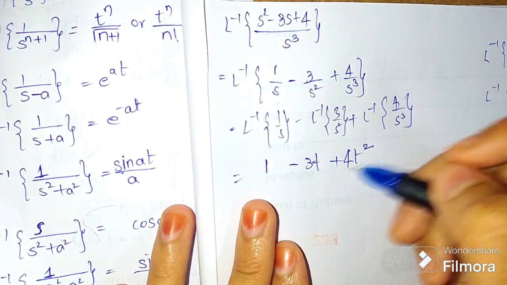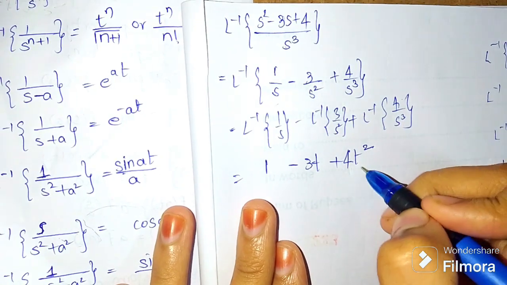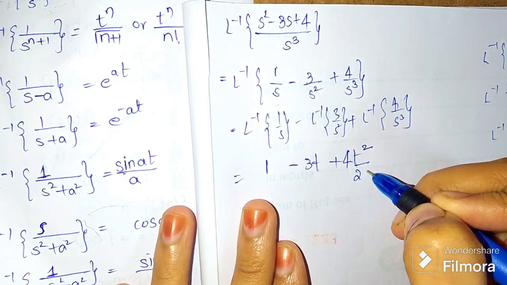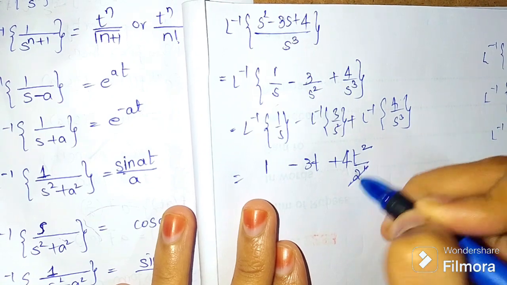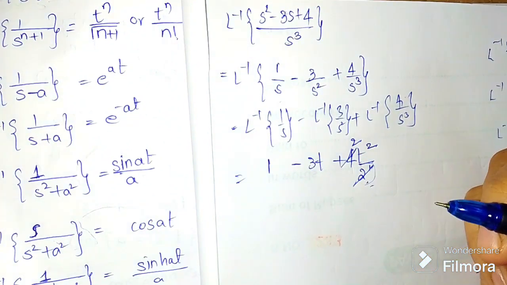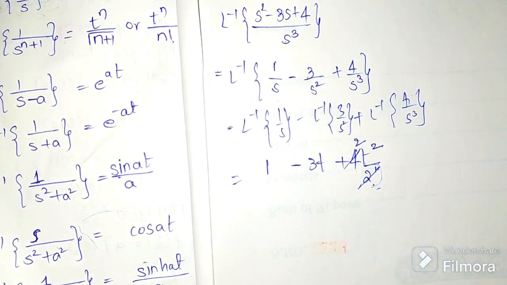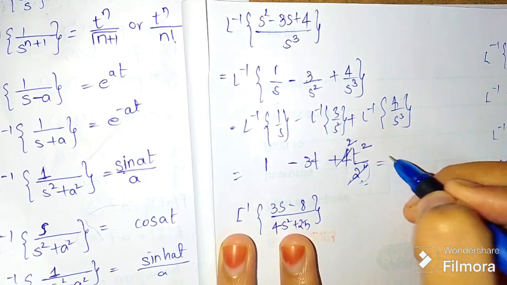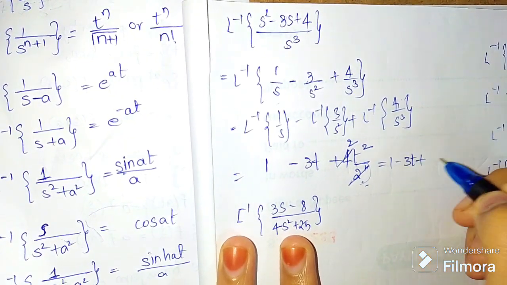We should get t square by 2 factorial. Yes, 2 factorial is 2, so this will get cancelled. So we should not forget this 2. That's the main thing. So this will be 1 minus 3t plus 2t square.